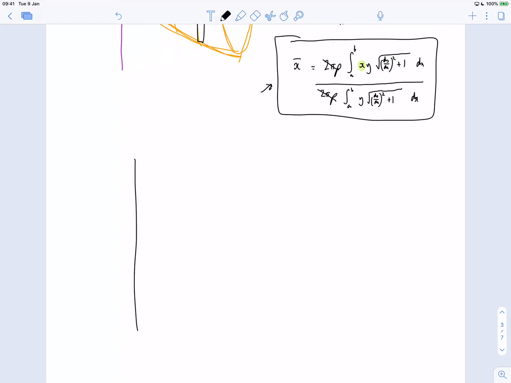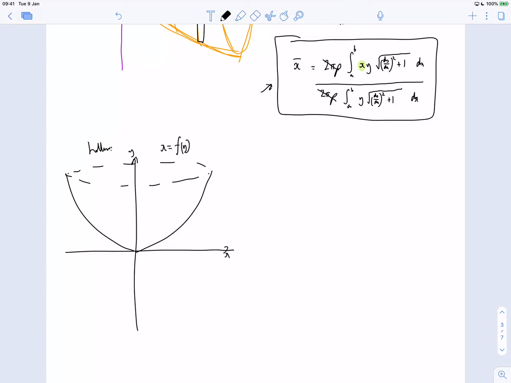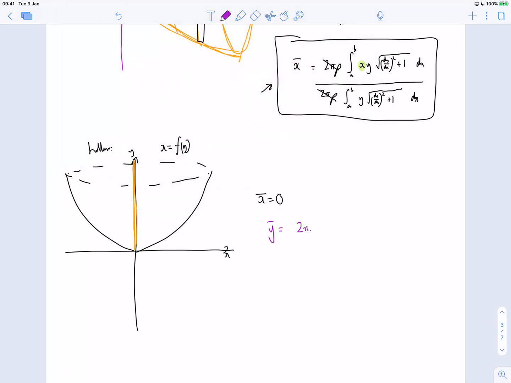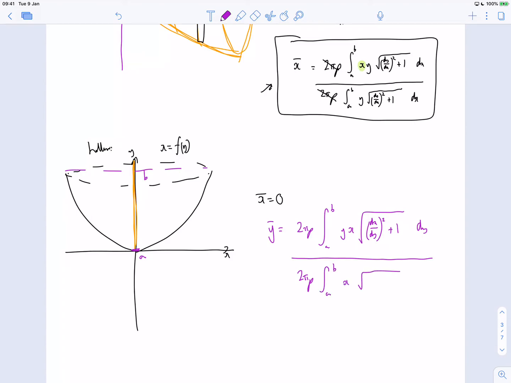And just for note's sake, say I had something like this, rotated around the y-axis, like so, and this was a hollow, and let's say x was some function of y. Then this would be y, this would be x, and clearly x bar equals 0 because the centre of mass would lie on the y-axis by symmetry, and it'd only really be y bar that we'd need to calculate. This would be 2 pi rho times the integral between a and b, where a is one limit in terms of y and b is the other limit in terms of y, of y times x times the square root of dx by dy all squared plus 1, dy, all over 2 pi rho times the integral between a and b of x times the square root of dx by dy all squared plus 1, dy.